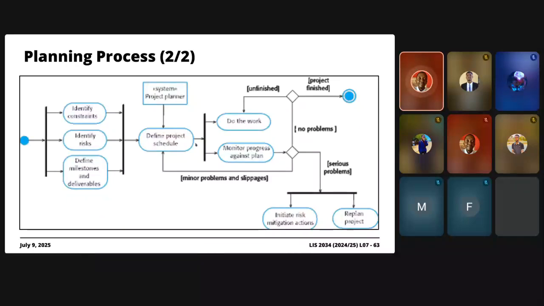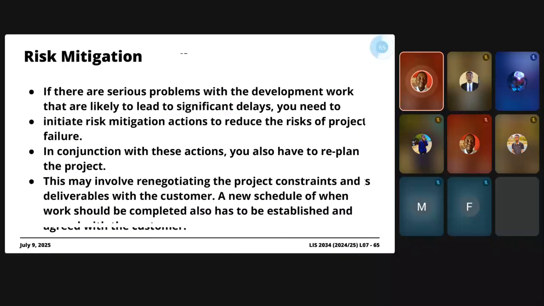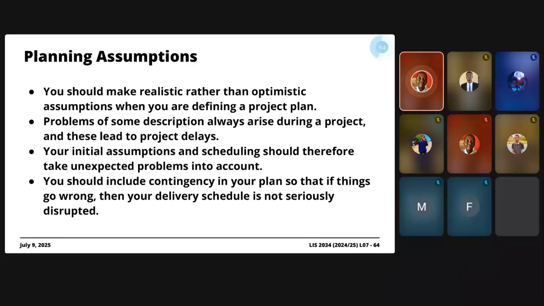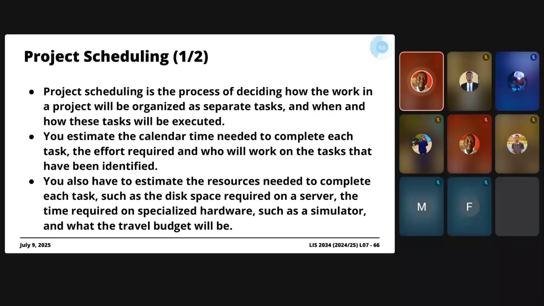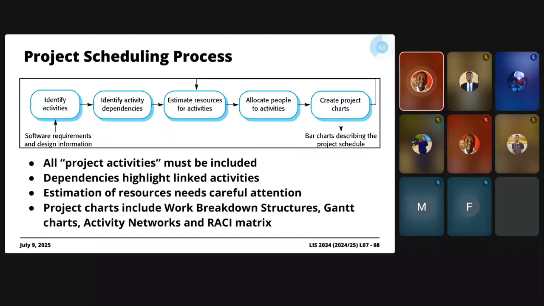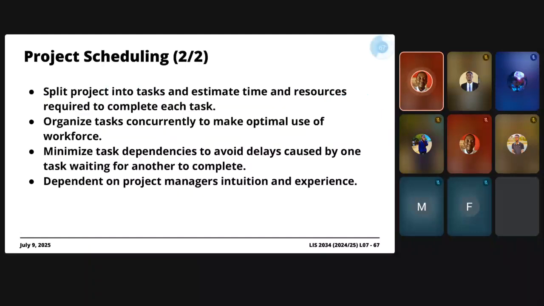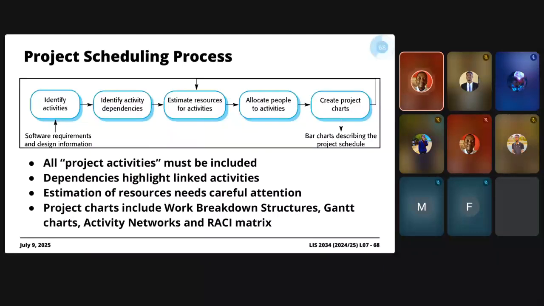You use this schedule to actually go through a continuous process where you regularly monitor the progress of the project. And the reason is simple, right? You want to make sure that you don't run out of time, you don't run out of money, and all those things. Anyways, we also had a discussion of planning assumptions and the importance of risk mitigation, right? And then finally, we set the stage for all this process of project scheduling.